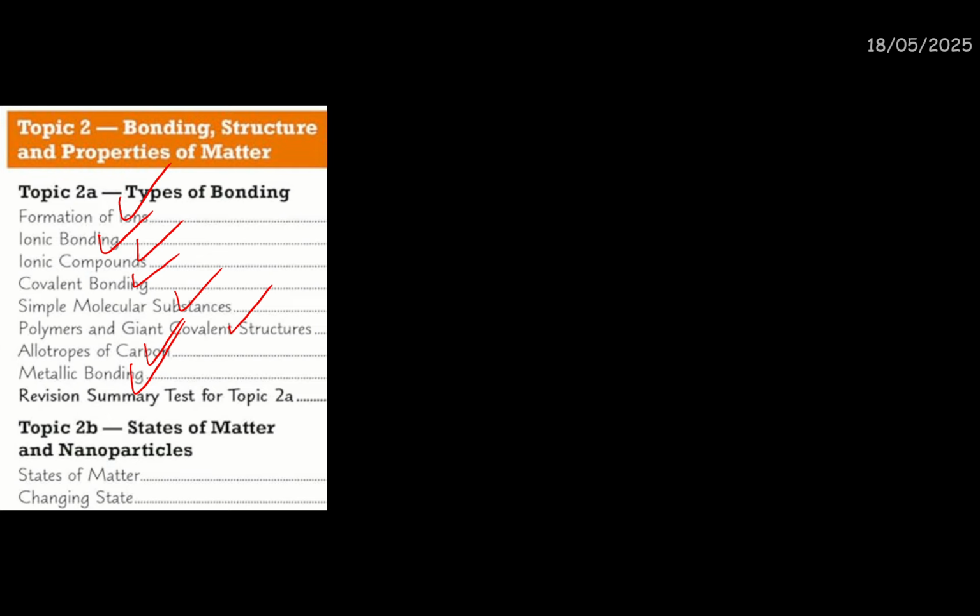Yes, so solid to liquid is specifically melting, and then liquid back to solid is freezing. What else is there? How do we go from... yes, condensation, so that's gas into liquid, and then liquid to gas is evaporation. And then we've also got sublimation as well. So that's pretty basic year 7 knowledge.